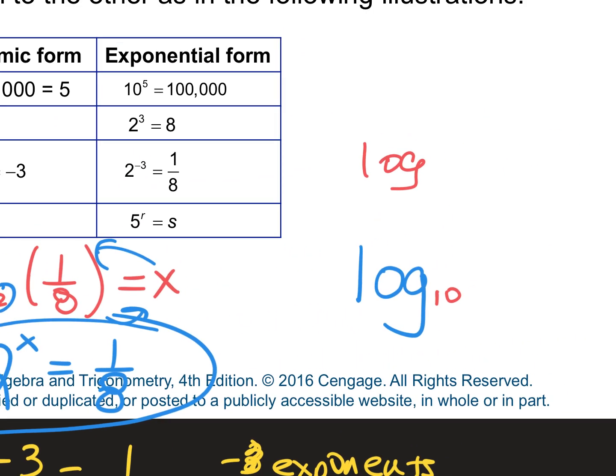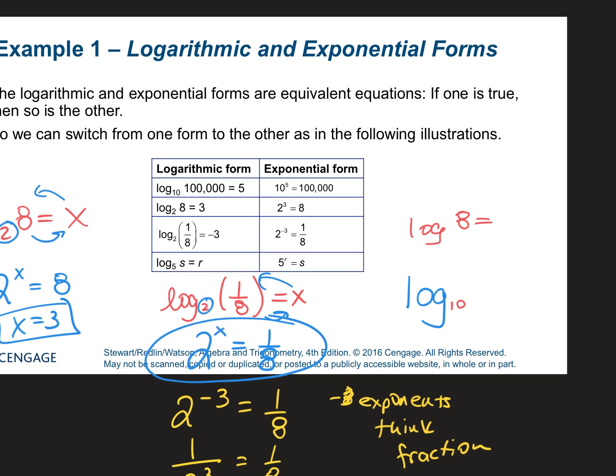So if you hit log 8, do that in your calculator. What do you get? 0.9. It's not 3, right? A lot of people are like, well, I put it in my calculator, but you put log base 10, not log base 2. So I'll show you a change of base formula. Your calculators don't do it. It's a very simple conversion, no big deal. I'll show you that tomorrow.